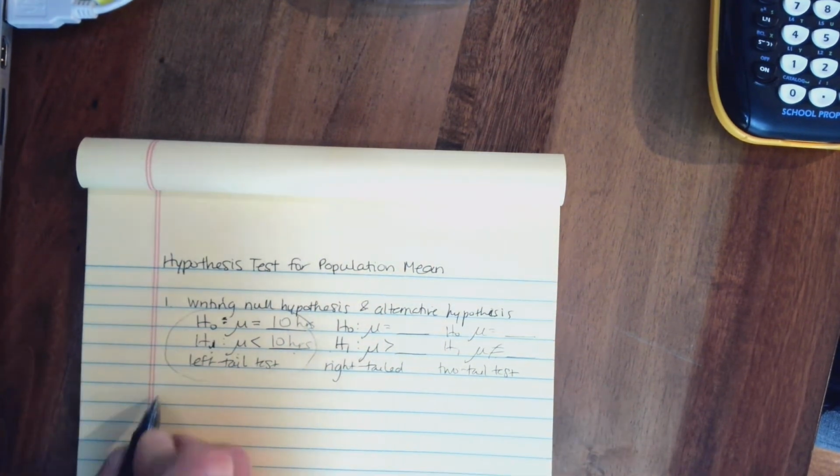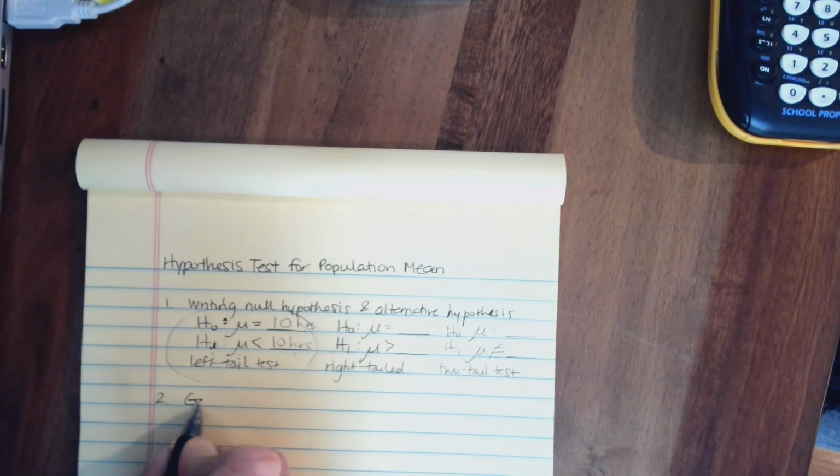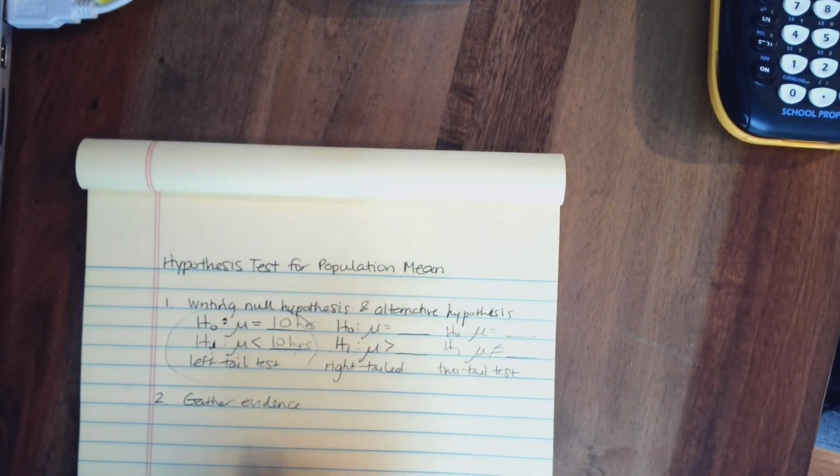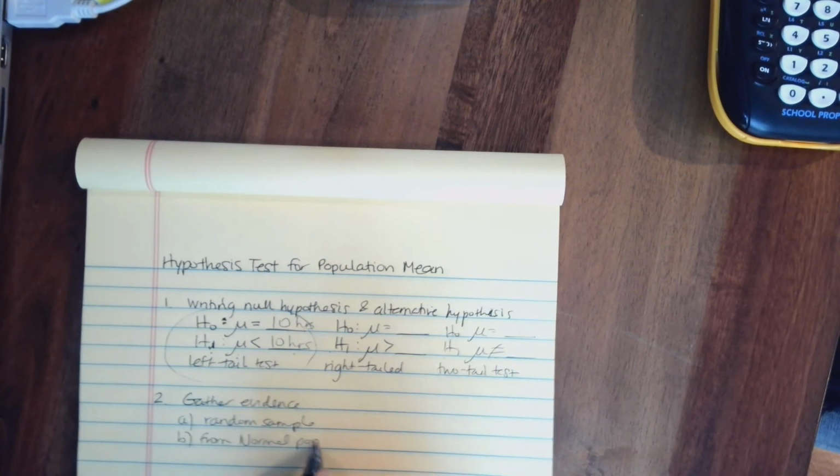So in order to test our theory, we're going to gather evidence, and this is in the form of sample data. It's important that we take a random sample, and we want to make sure that that random sample comes from a normal population. You can check this by looking at a normal probability plot, or maybe in conjunction with a box plot. We also want to make sure that there are no outliers in the data.